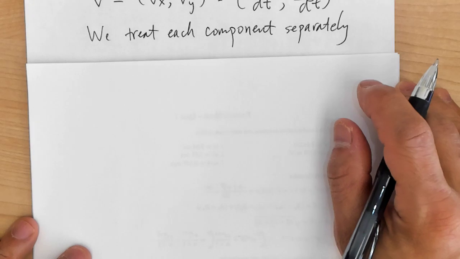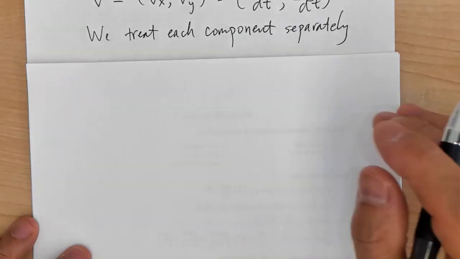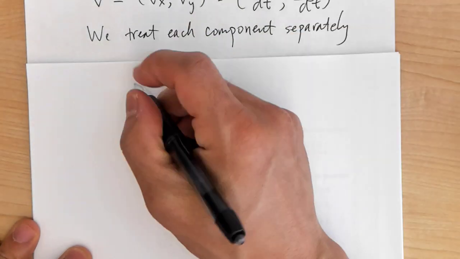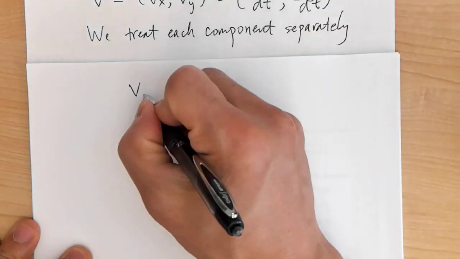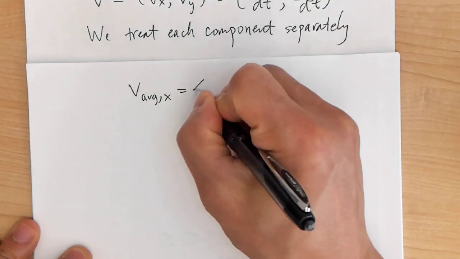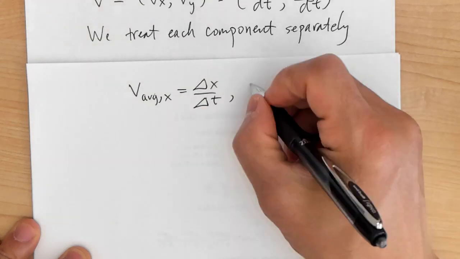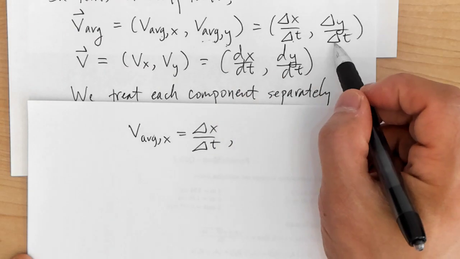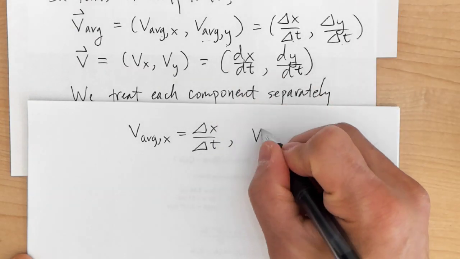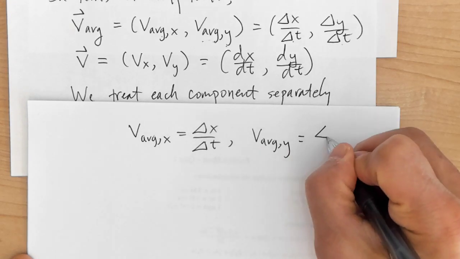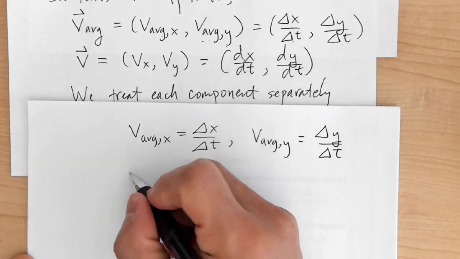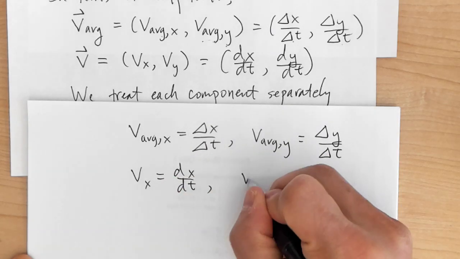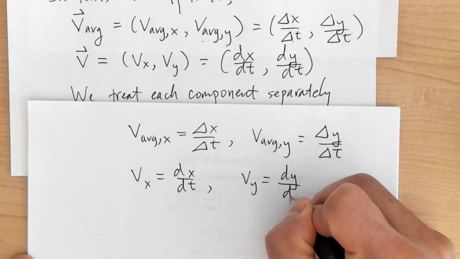Now, in my lecture notes, I actually write it down explicitly once again. If I'm looking at component by component, then V average x is equal to delta x over delta t. V average y is delta y over delta t. And the instantaneous Vx is dx by dt, and Vy is dy by dt.